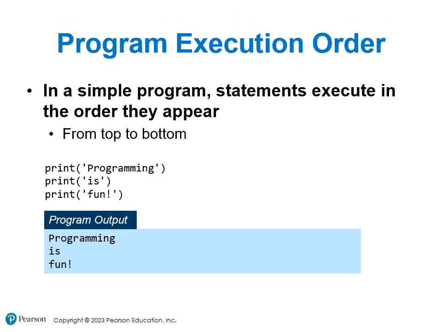In Python, there is nothing complicated. The statements are executed from top to bottom. As you can see here, we have programming is fun, 3 statements, and they're going to be executed one by one. This one's going to be executed first, second, and third. This is why you have an output like this. Programming is fun, each on each line.